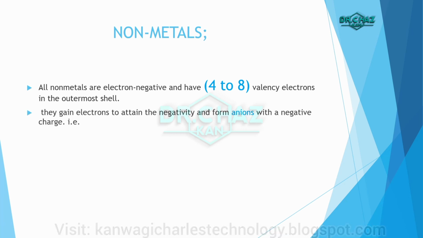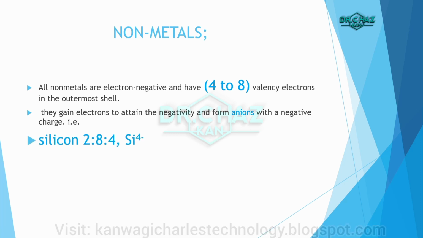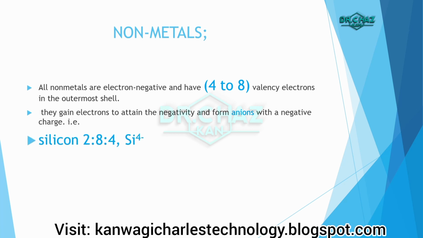So nonmetals gain electrons to attain the negativity and form anions with a negative charge. So these ones, they gain electrons, and the negative charge with its number shows the number of electrons which they can gain. Like silicon, the electron configuration of silicon is 2, 8, 4, thus making silicon 4 with a negative charge. So that is an anion.